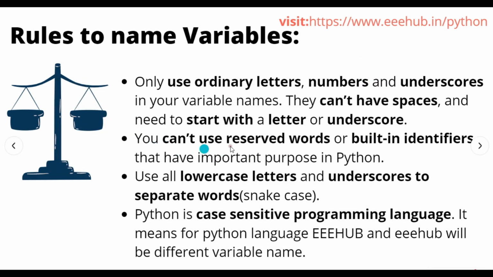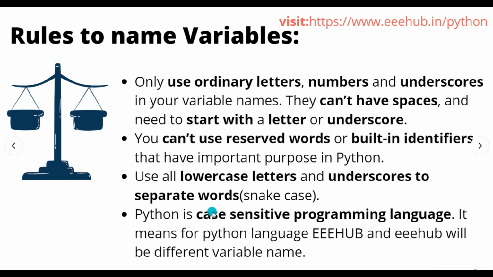So the second point is you can't use reserved words or built-in identifiers. Okay, so what it means, in the Python language there are some reserved words, and I had made a video on that. I will put that video link in the description, so have a look. So what this point tries to say here is you can't name any variable that is reserved by Python. For example, print is a reserved keyword. Similarly, input is also a reserved keyword. So while naming any variable, you can't use print, okay, and you can't use class, or you can't use input, because these are the reserved words or reserved identifiers by Python.